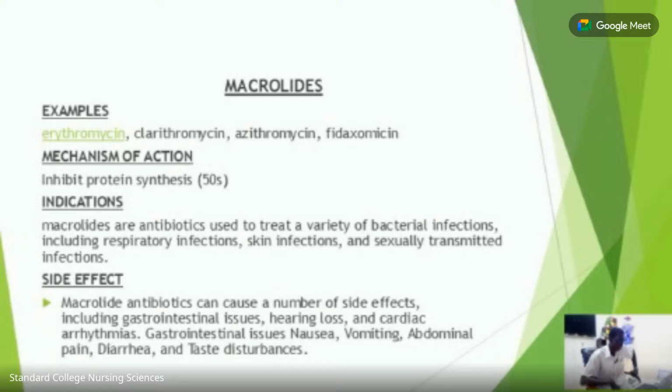We also have hearing loss as one of the side effects. You can see with most of these antibacterials, hearing loss happens to be one of their side effects. And that is why we need to be careful when administering these drugs. Then we have cardiac arrhythmias. Cardiac arrhythmias is otherwise known as heart attack, where you have bradycardia, you have tachycardia.